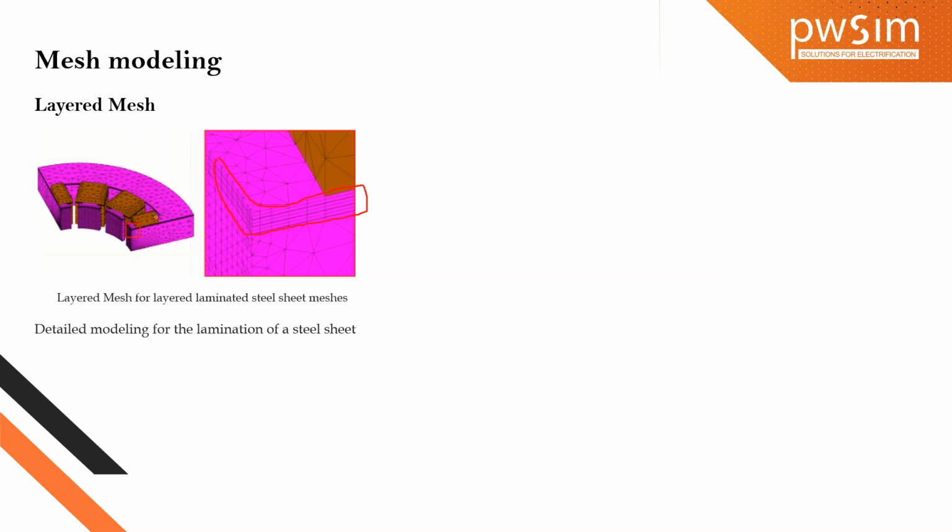So in this kind of an example, we can use this layered mesh to account for the skin effect and eddy current penetration in the lamination steel, in the soft magnetic material, using this layered mesh technique.